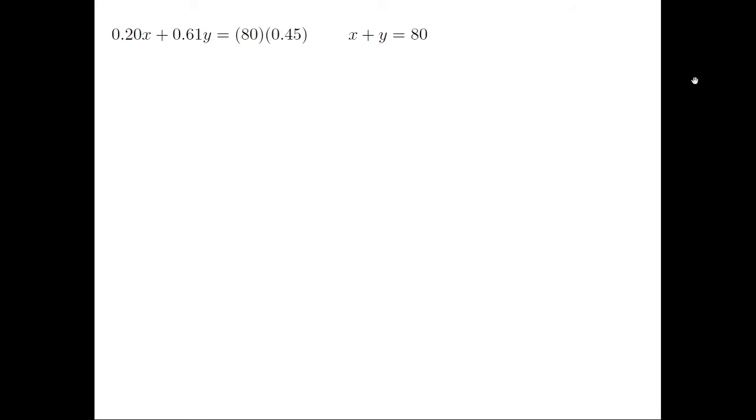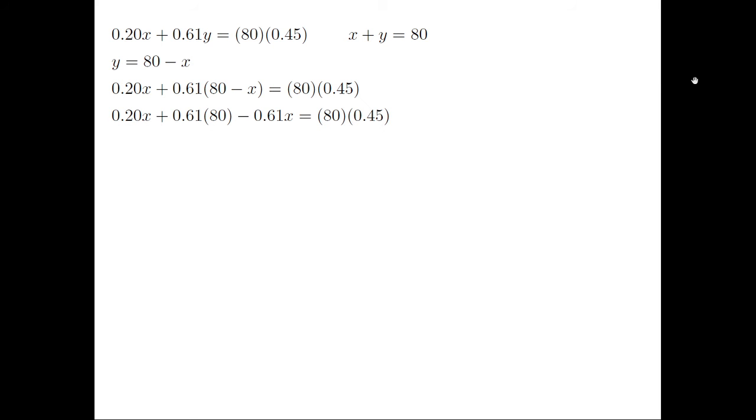I find it a little easier to work with the smaller equation. I'm going to solve for y. That's just the choice I made here. There are other ways to do this. So I have y is equal to 80 minus x, and I'm going to substitute in the first equation the y that I see with 80 minus x. I will distribute then 0.61. So now we have 0.20x plus 0.61 times 80 minus 0.61x equals 80 times 0.45.